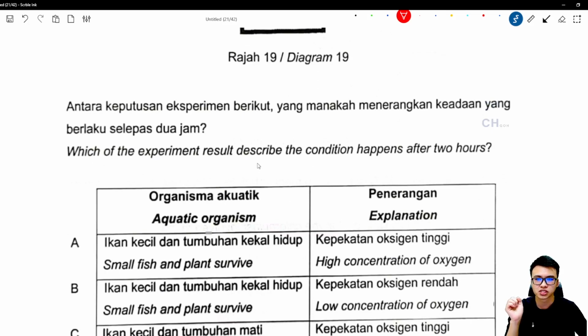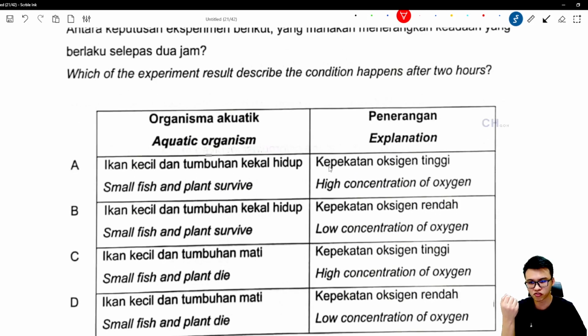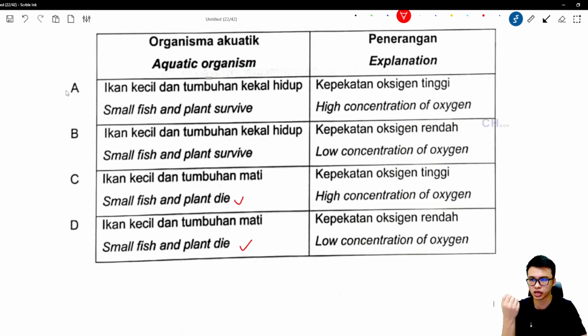Which of the experiment results describe the conditions that happen after 2 hours? After 2 hours, the small fish and the plants will die. Okay, they will die, so A and B are wrong. Why? Because of the low concentration of oxygen, they cannot receive the sunlight. So the answer is D for this question.